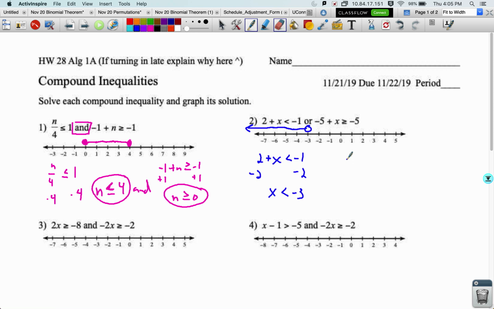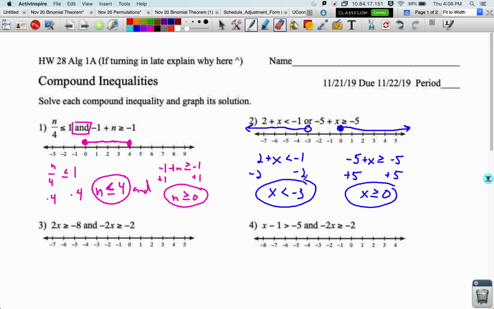Now let's deal with the second half. Negative 5 plus x is greater than or equal to negative 5. Constants on both sides. We want to move them away from the variable. We get x is greater than or equal to 0. So closed dot at 0, arrow going to the right, and the arrows are going apart, which is what we expected. Let's keep that word or in between.